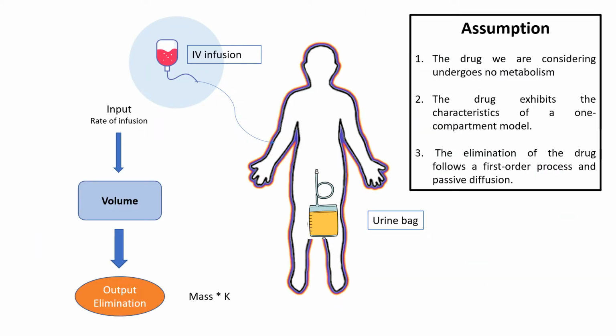So we have talked about the intravenous bolus dose and the change in pharmacokinetics. Now try to understand what will result if you give a constant intravenous infusion. Before that, let us follow some assumptions for this session. The first one is that the drug we are considering undergoes no metabolism. The drug exhibits the characteristics of a one-compartment model, and the elimination of the drug follows a first-order process and a passive diffuser.